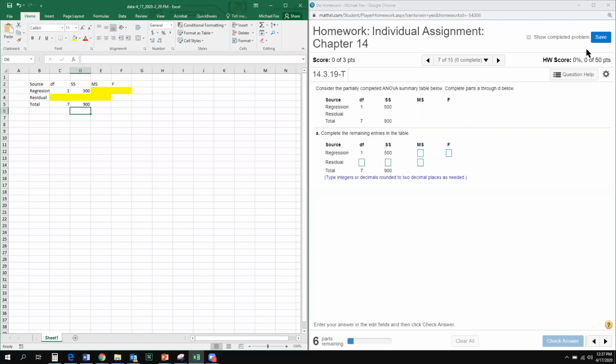All right, here is problem 14.3.19T from the chapter 14 assignment. This shows an ANOVA table similar to the one you would get if you ran the regression in Excel. Anyway, they're just trying to teach us the interrelationship between each of these parts. And so we can kind of go from there.